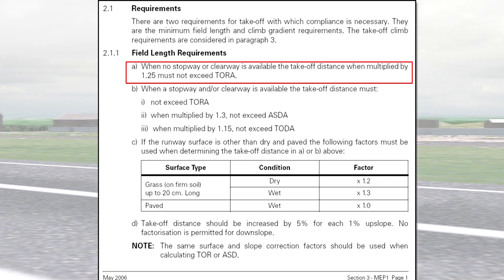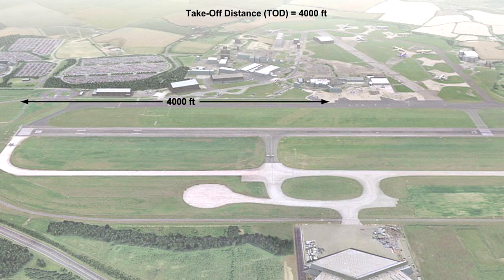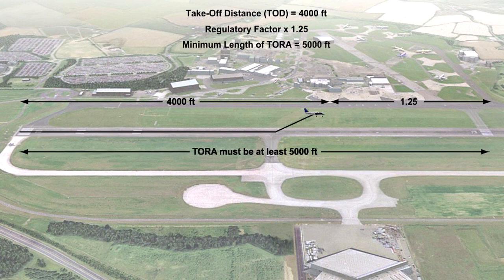The takeoff requirements state that if no clearway or stopway is available at the airfield, the takeoff distance, multiplied by 1.25, must not exceed the length of takeoff run available. This is best understood looking at an example. Let us assume that the aeroplane flight manual gives the takeoff distance as 4,000 feet. Multiplying this value by 1.25 gives us a value of 5,000 feet. Essentially, this means that the runway must be at least 5,000 feet long, or, more correctly, the takeoff run available must be at least 5,000 feet long.